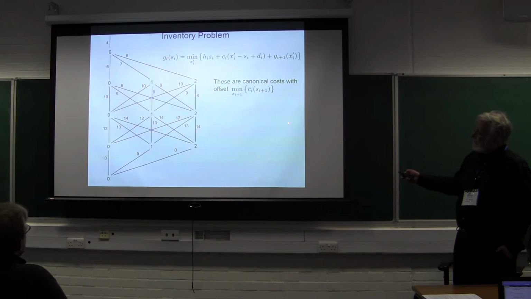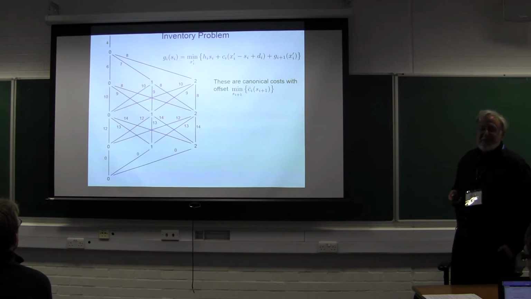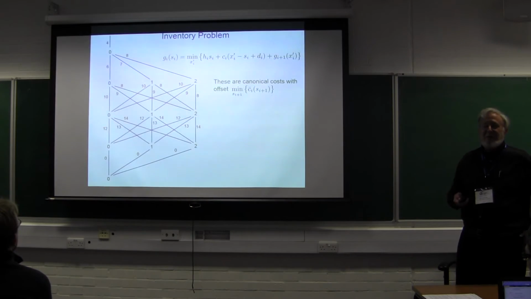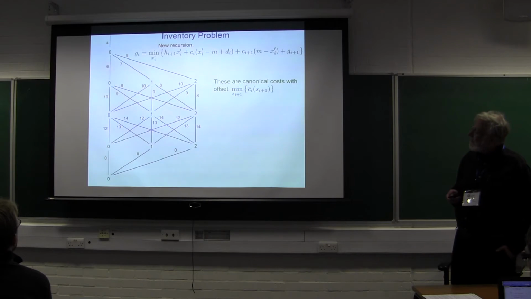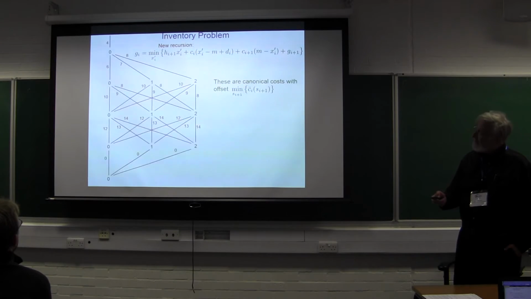All right, so the offset is this. These are the canonical costs. And now, if you look at these arcs coming out of each node, they're the same. They're identical. Same costs. Same destinations, they're isomorphic. New recursion, okay? So you can exploit this fact, and you can collapse the states of each layer. All these 3 nodes actually are identical.